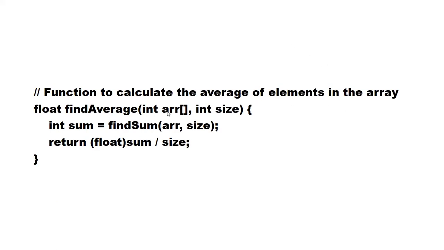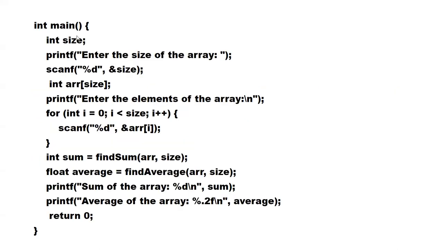So this function takes the array and then the size of the array as the argument, then calls the function findsum with the array and the size. So this function will return the sum of the elements in the array and that sum is stored in the variable sum. Now sum by size gives the average value. So that value is returned. Since the average is float, we write the return type as float. Now we write the main function.